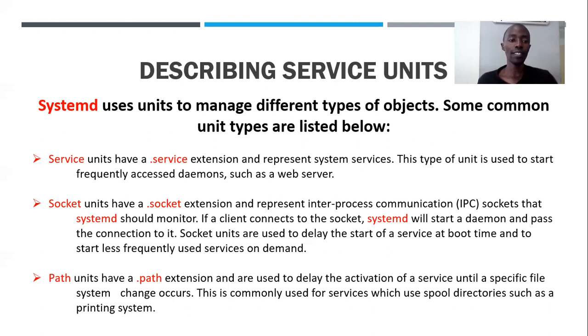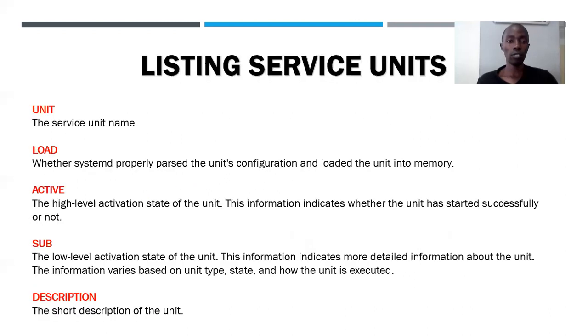Once you have a service, the service name will have all these units. If I have a service called SSHD, it will be SSHD.service, SSHD.socket, and SSHD.path. So you can put all these three extensions after the service name. So this is about describing service units. This is how we describe a service unit.